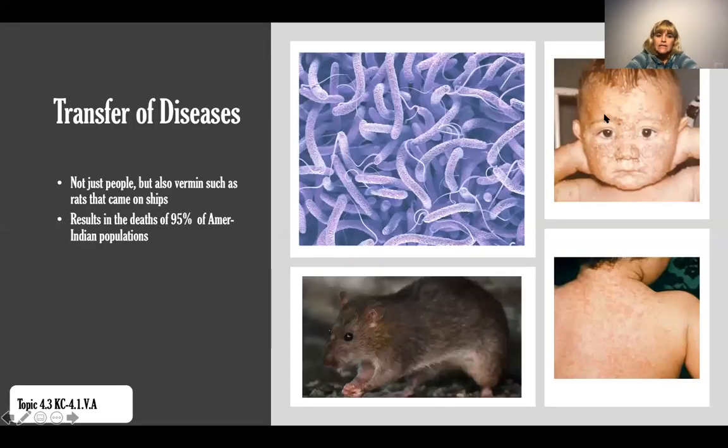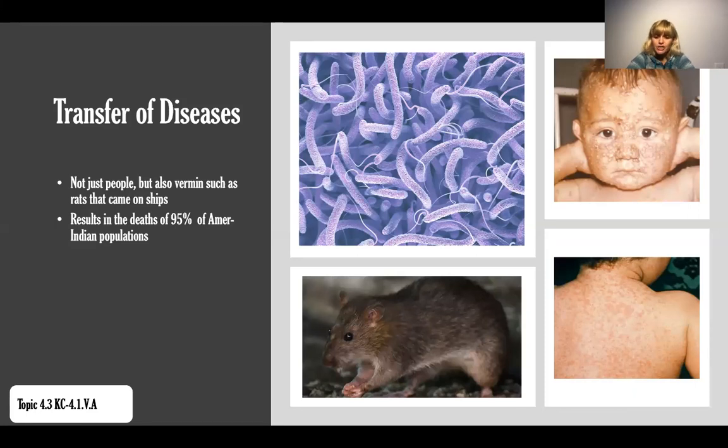But guys, 95 percent of the Amerindian populations are going to die. It's not just smallpox. It's also going to be the measles, diphtheria, lots of awful, awful diseases that Europeans have created immunity to come into North and South America and just slaughter the populations. So I also want you to know, guys, that it's not just people that are spreading these diseases, okay? It is also vermin, all right?